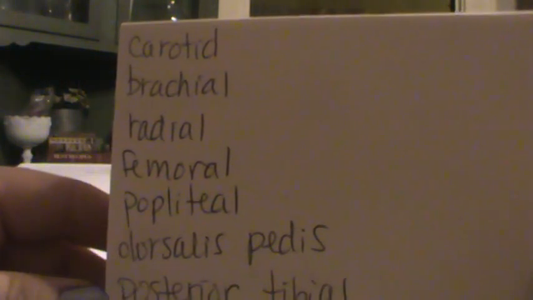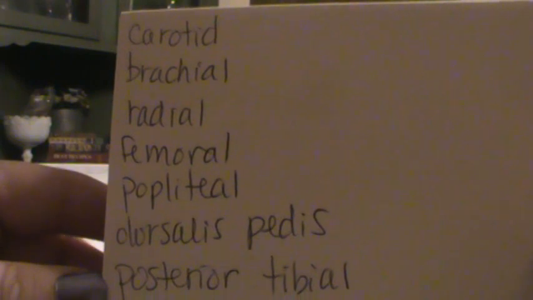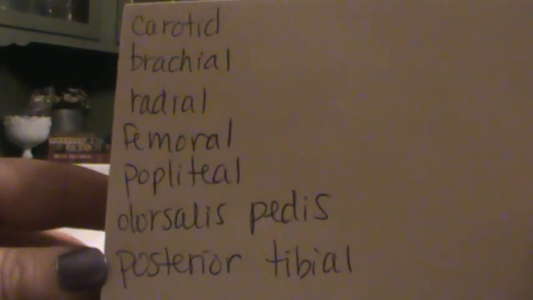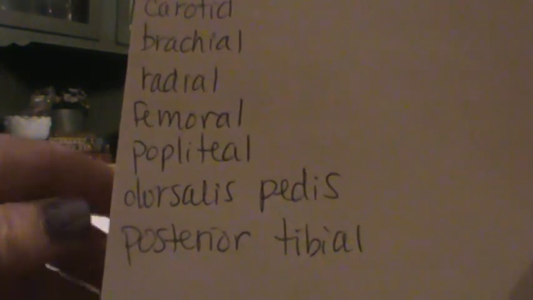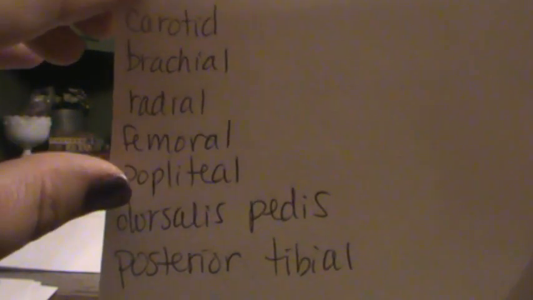So where do you check the peripheral arteries? Those spots are carotid, brachial, radial, femoral, popliteal, dorsalis pedis, and posterior tibial.